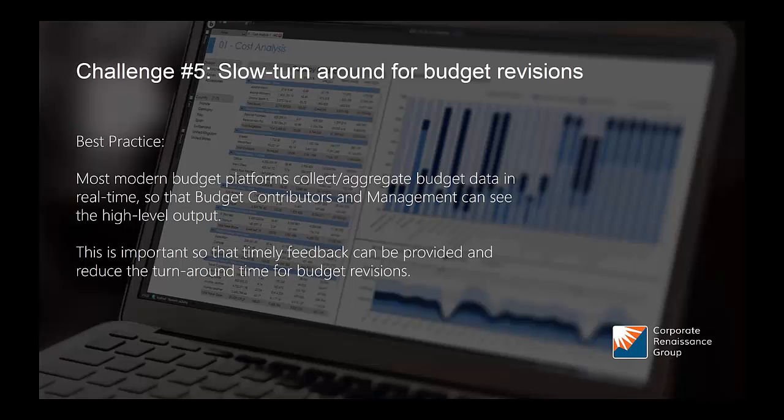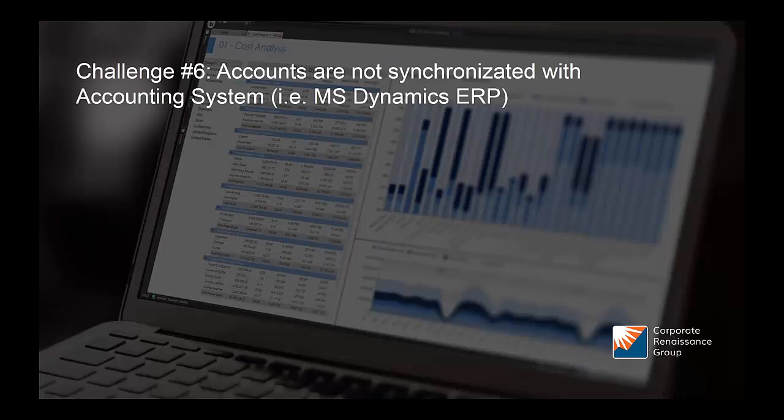aggregated results, and I might be able to then reach out to my team to say, okay, we need to make some revisions. It's getting too high here, or it's too low here. We need to make some updates, as opposed to having to wait till the end of the process. So it can make it a little bit more interactive. We find more organizations are actually managing this process in real time. And having this ability is important so we can provide timely feedback from the manager level to the budget contributor level, and as I mentioned, reduce that turnaround time for the revision process.